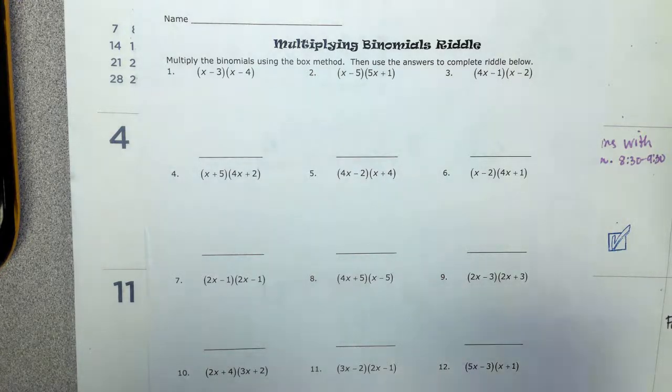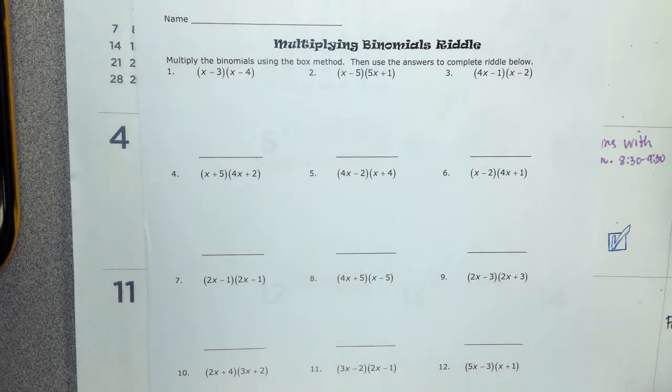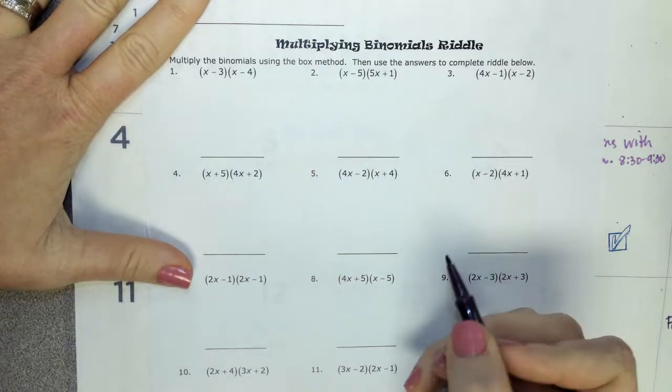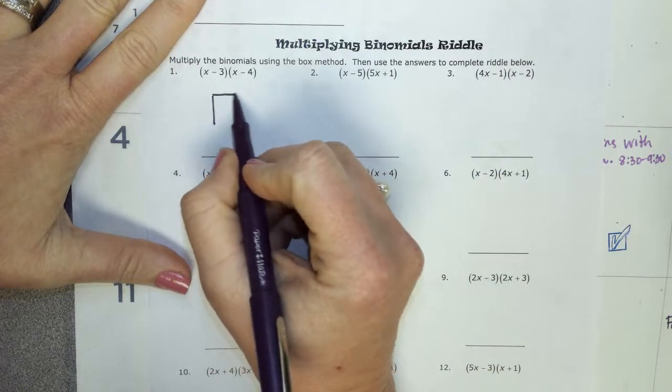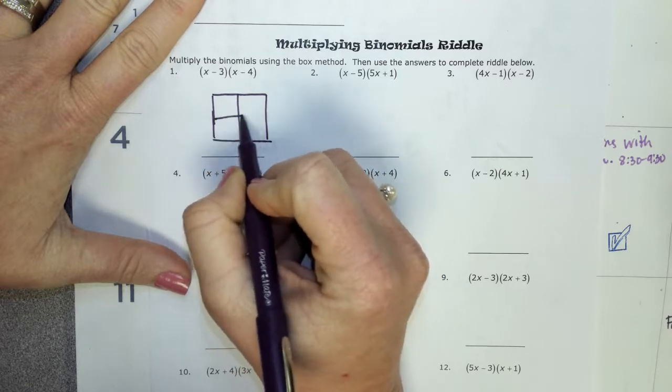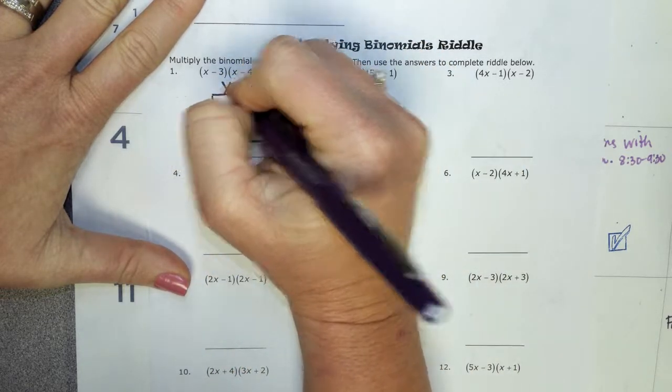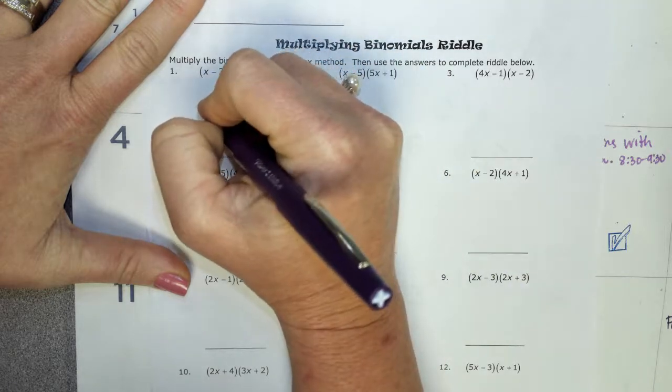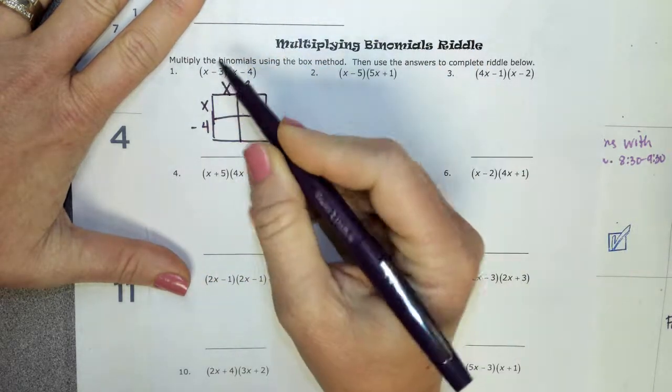Okay, so we are going to be multiplying binomials using the box method, and I'm also going to use the double distribution as well. Okay, starting with number 1 for the box method. I'll put my factors on the outside, and it doesn't matter where I put them.